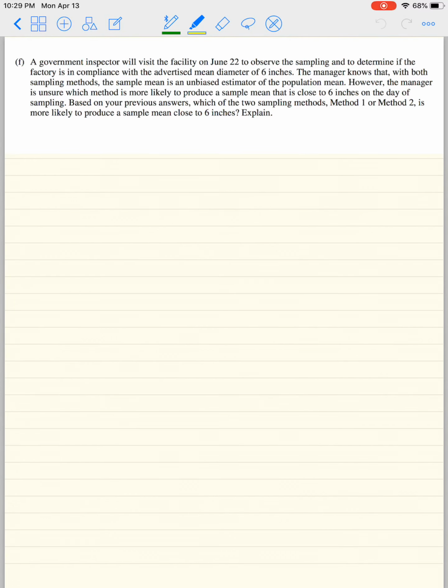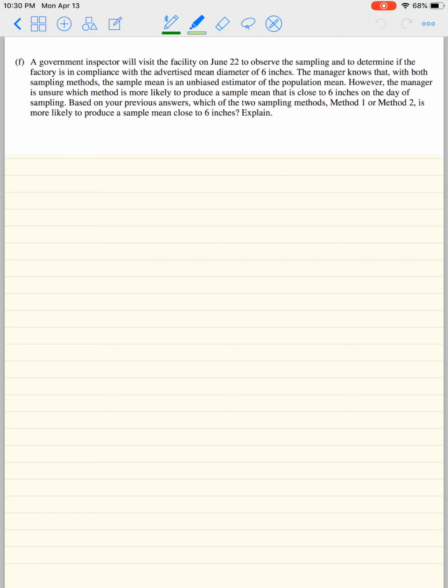A government inspector will visit the facility on June 22nd to observe the sampling and to determine if the factory is in compliance with the advertised mean diameter of 6 inches. The manager knows that with both sampling methods, the sample mean is an unbiased estimator of the population mean. In other words, it's a great estimator. However, the manager is unsure which method is more likely to produce a sample mean that's close to 6 inches on the day of sampling. Based on your previous answer, which of the two sampling methods, method 1 or 2, is more likely to produce a sample mean that's closer to 6 inches?